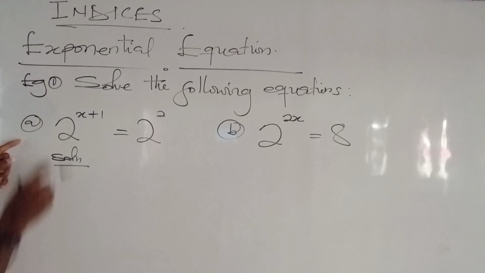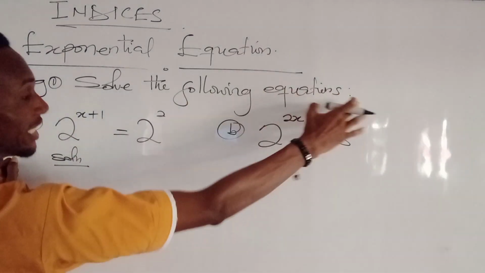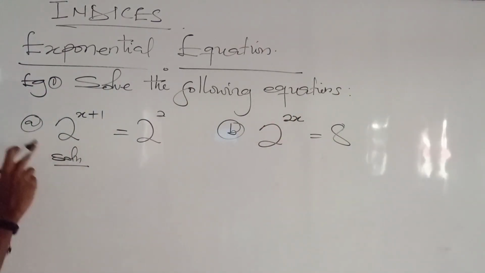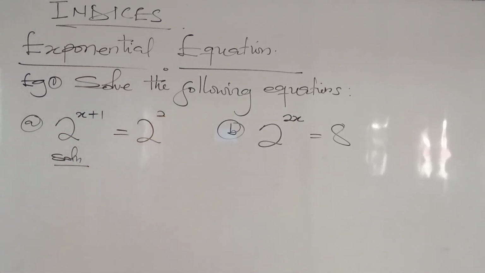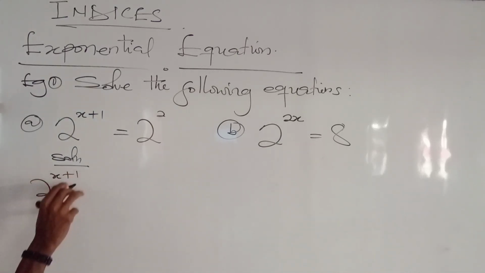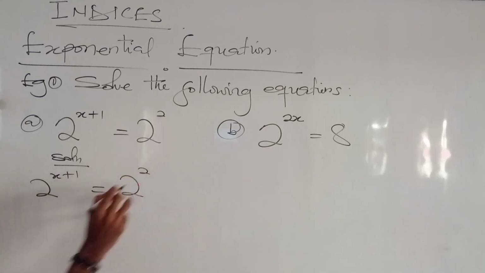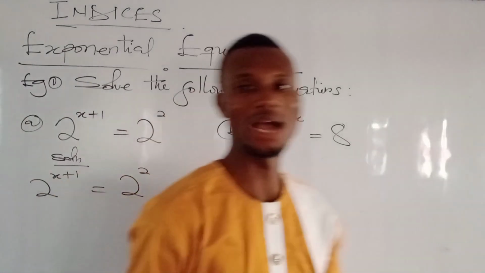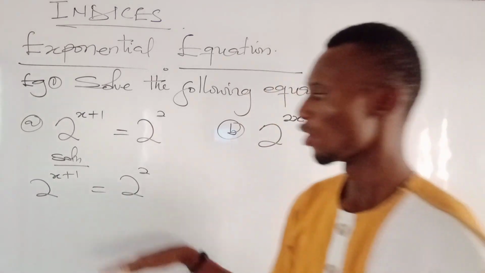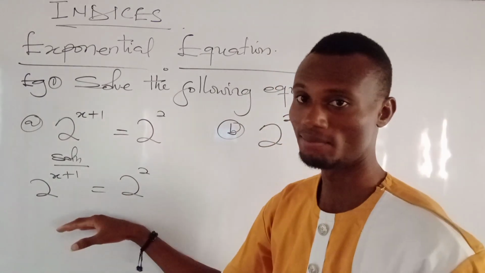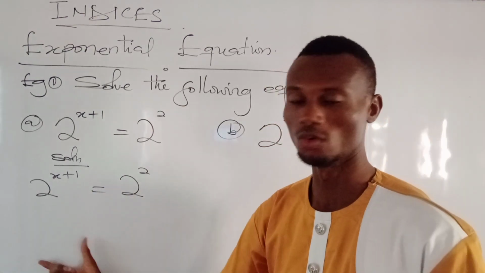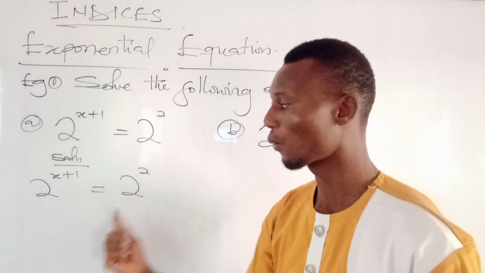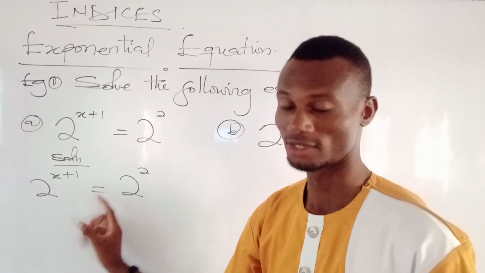So for A, example 1 says that solve the following equations. A says 2 to the power s plus 1 equals 2 to the power 2. Okay, so let's do it together. So I have 2 to the power s plus 1 equals 2 to the power 2. Now we are going to apply that law which says that when we have the bases to be the same and it's an equation of this nature, all that we have to do is to equate the powers, only when the bases are the same and it's an equation of this nature.